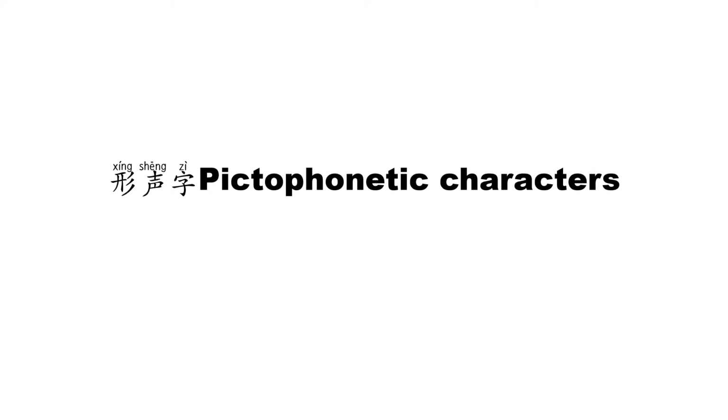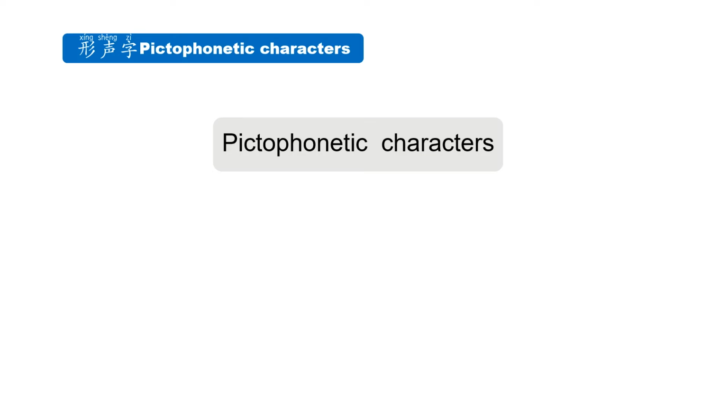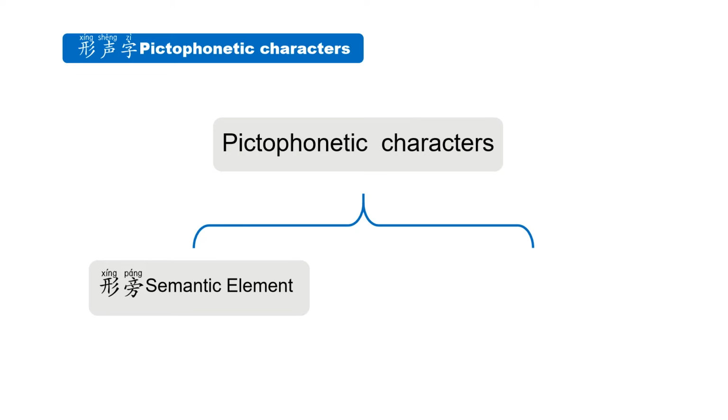Next, let's understand the fourth formation method, 形声字. From the name pictophonetic characters, we know that in this kind of character, there are two parts. One part indicates the meaning, and the other indicates the sound. The part that indicates the meaning is called 形旁, a semantic element. The part that indicates the sound is called 声旁, a phonetic element.